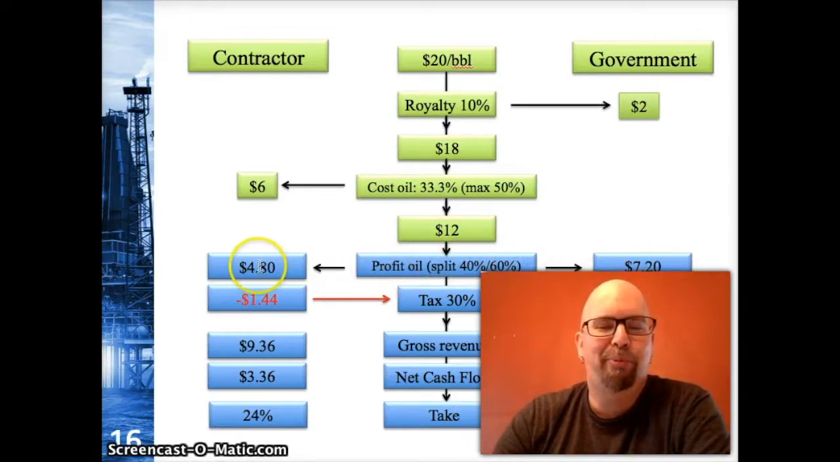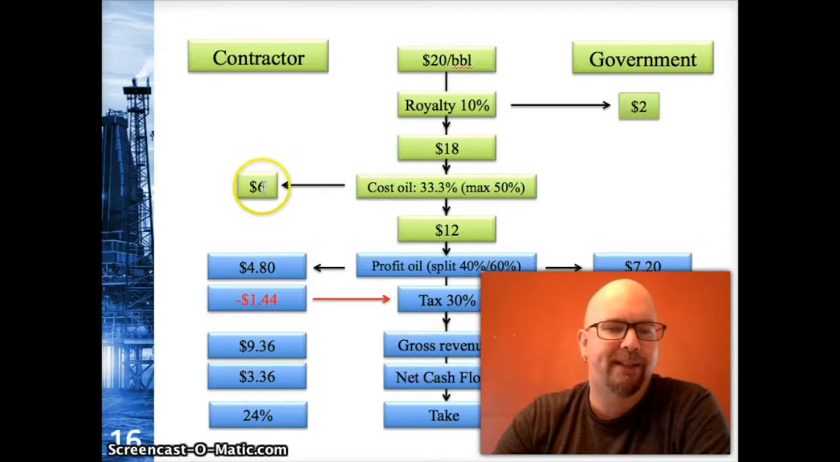The great thing about the profit oil is anything coming out of the ground that the contractor wants to sell, he has to pay taxes back to the government. So in this particular case, he's got a 30% tax on his $4.80, and that takes right out of the contractor and goes directly over to the government, and that's lovely. And then there's the gross revenue. So the gross revenue takes into effect the $6 they've earned here, the $4 they get from the profit oil, minus the taxes, and come with 9.36.